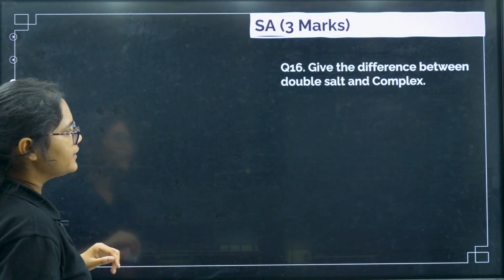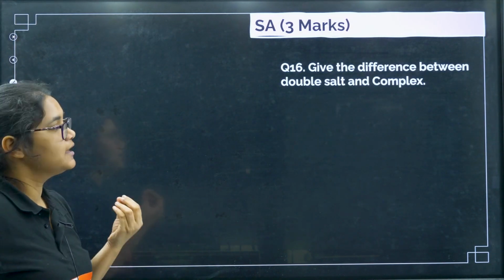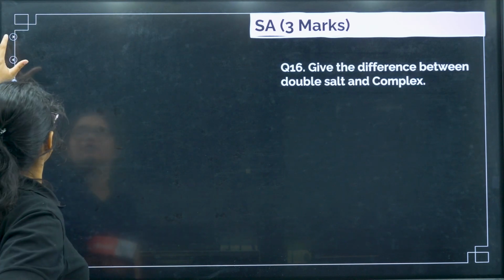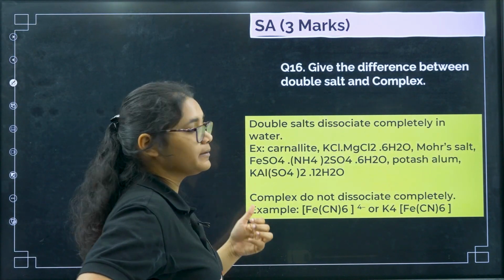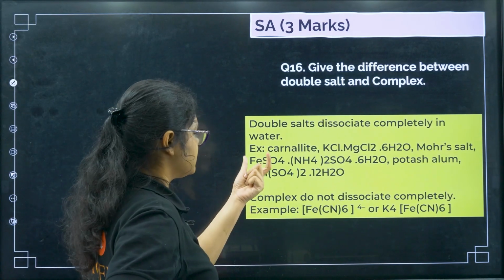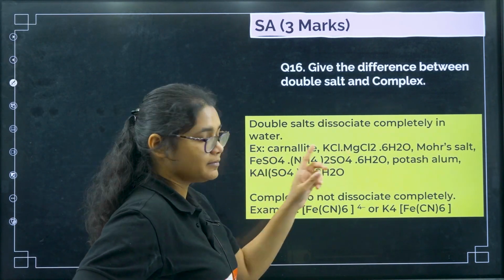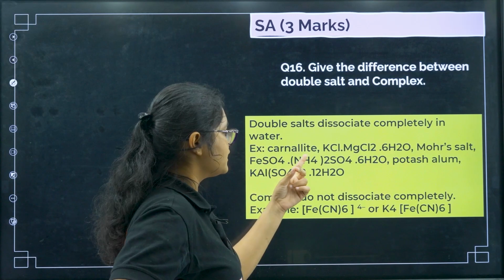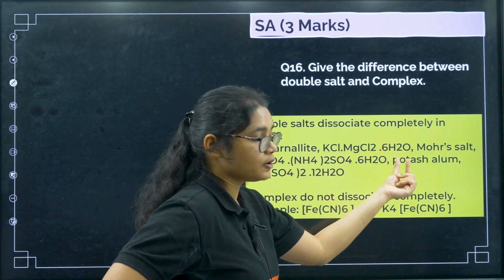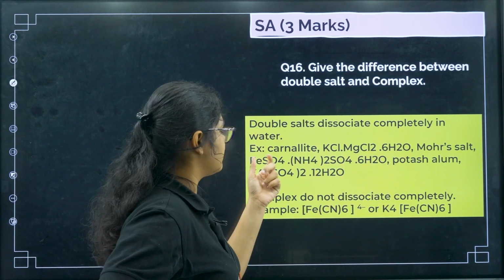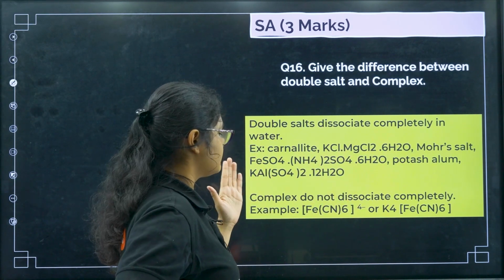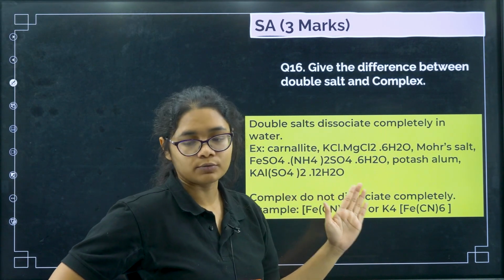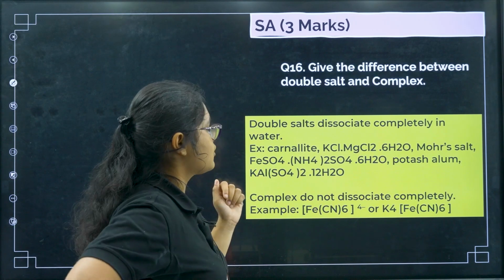Okay. Next, double salt and complex, difference between a double salt and a complex. So very important question. See, double salts can dissociate completely in water. Here we can see examples of different double salts. Also remember the name and the formula. So carnallite, KCl.MgCl2.6H2O; Mohr's salt, FeSO4.(NH4)2SO4.6H2O; potash alum, KAl(SO4)2.12H2O.